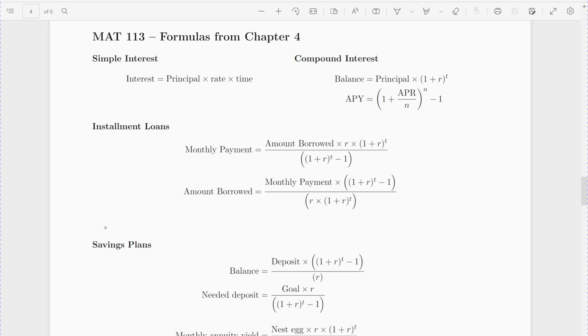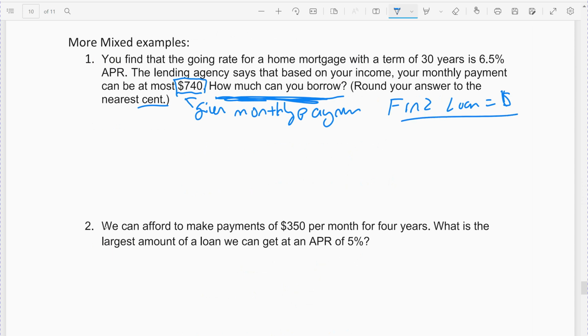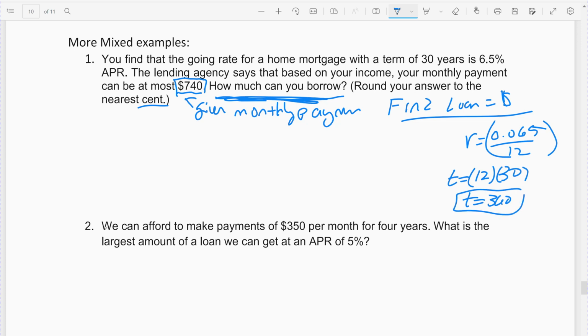The amount borrowed, we know the monthly payments, that's the 740. So we're given the monthly payment. We want to find the loan amount. How expensive of a house can you afford? Your interest rate is your APR divided by 12, and again, leave that exact. Your T is 12 times years, which is 30, so T is 360. Make sure you're careful with that one.